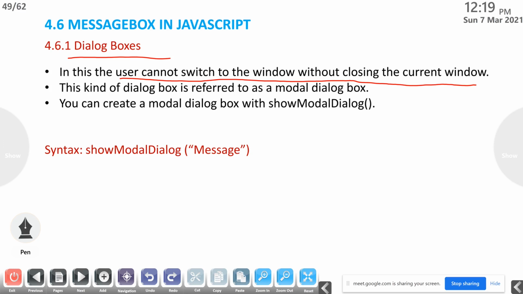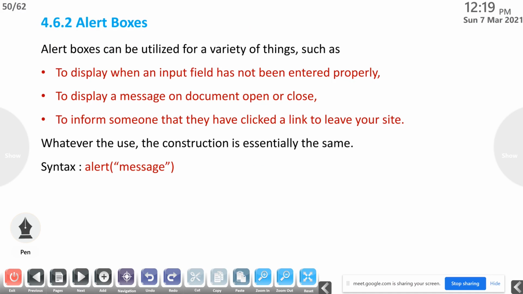You can create a modal dialog box with the showModalDialog method. Syntax: showModalDialog, and you can give a message also. And after closing the dialog box, you can access the window. The next one is the alert box that we already discussed.